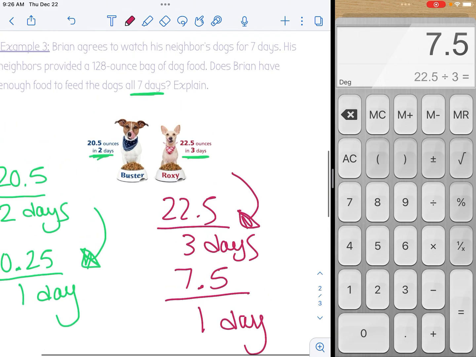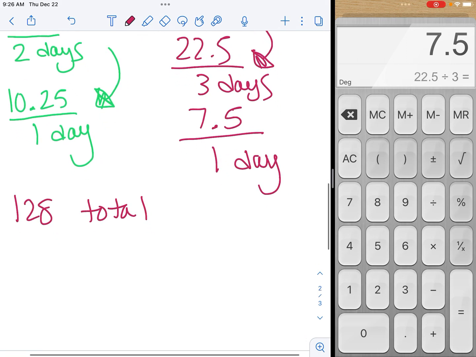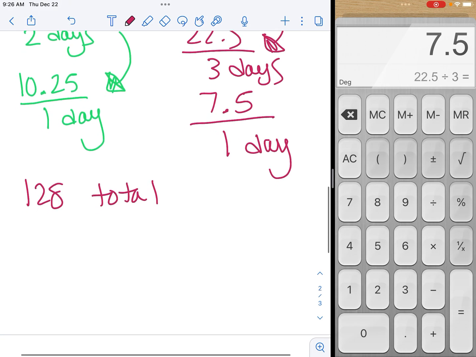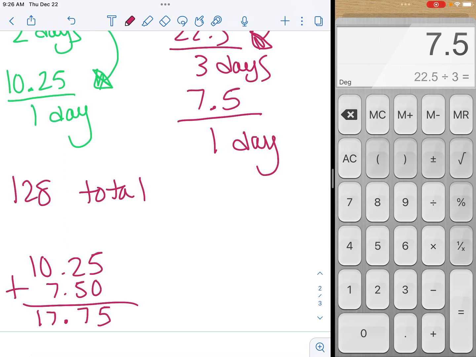So I know I have 128 ounces of dog food total. So I need to figure out how much both of these dogs are eating each day. So I know that together I'm going to have to add these up because I want to figure out how much both of these dogs eat together each day. So I'm going to go ahead and add here. So together they eat 17.75 ounces each day, and I know that I'm going to be feeding them for 7 days.